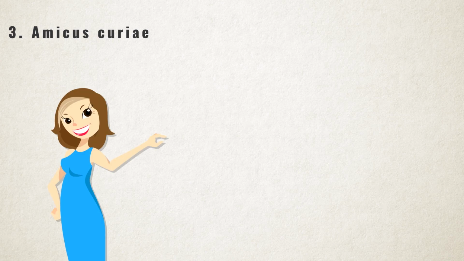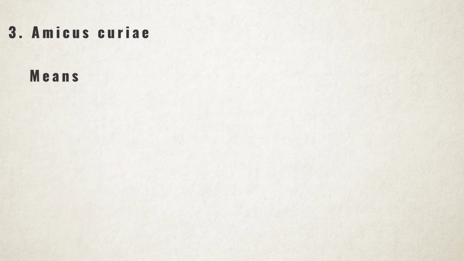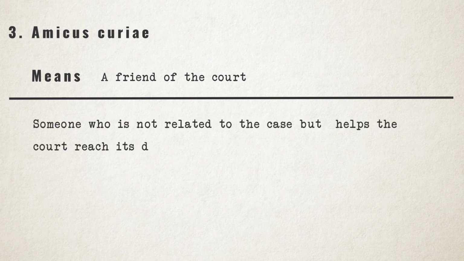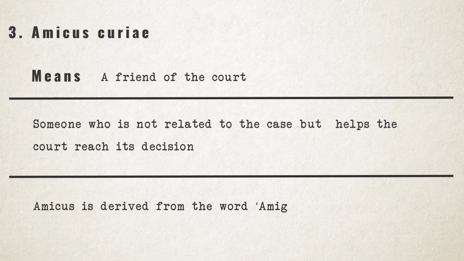What did she do in the story? Basically, she helped the court reach a decision easily. The meaning of the word amicus curiae is also the same. Amicus curiae literally means a friend of the court. It refers to those people who are not exactly linked to the case but still help the court reach a decision. And also, it's worth noting here that this word amicus is derived from the Latin word amigo, which means a friend.